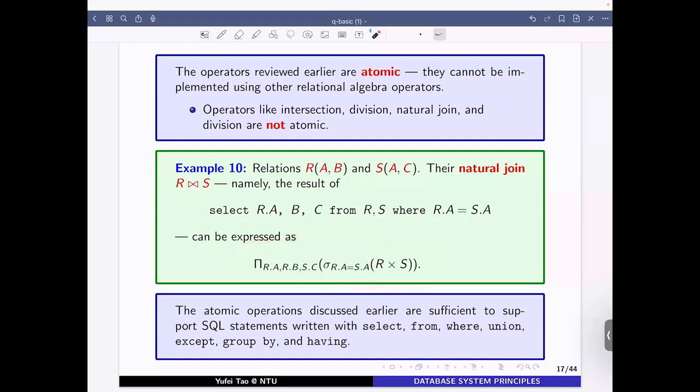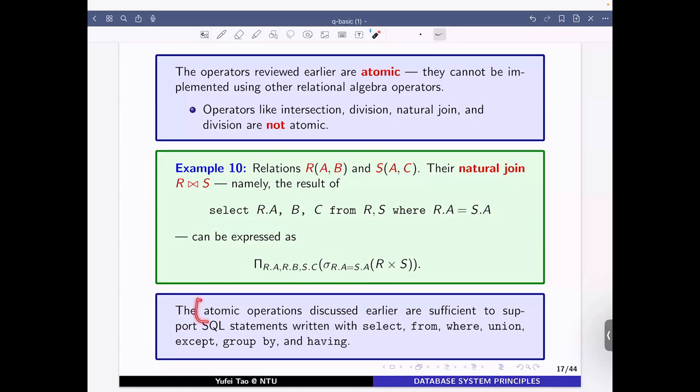So this expression is going to give you precisely the same thing. However, as you can see, all the operators that appear in this expression are atomic. This is Cartesian product, and here you've got selection, and then you have this projection. You can take some time to understand this, to convince yourself that this is indeed true. Well, this is something quite powerful.